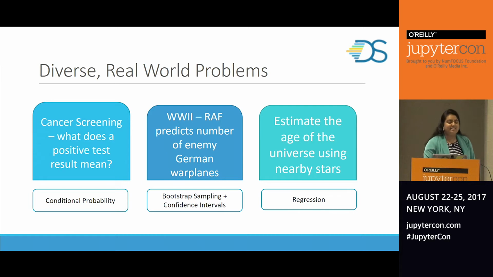Other problems that we take a look at are, for example, cancer screening. What does a positive test result actually mean? And from there, teaching conditional probability. If you have a positive test result, how likely are you actually to get cancer? For World War II, we looked at the example of the British Royal Air Force and how they predict the number of German enemy warplanes.